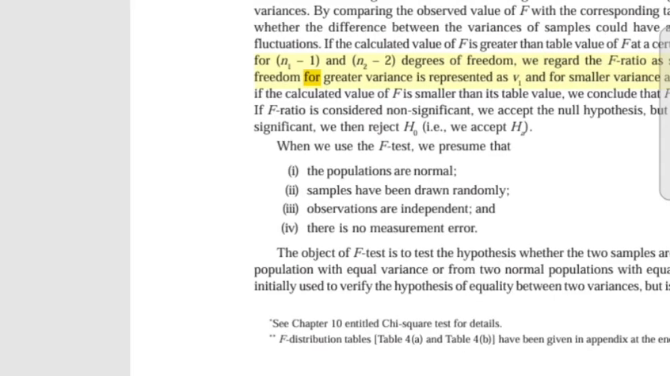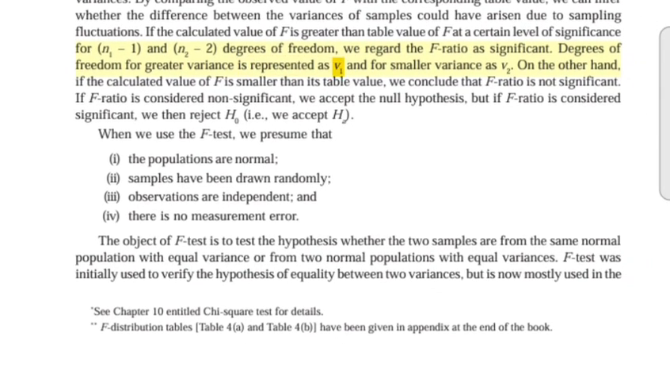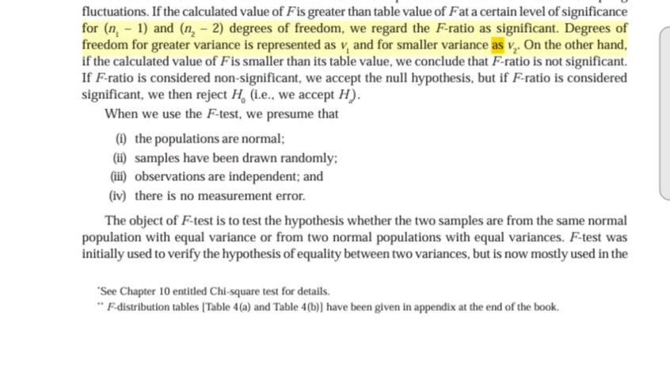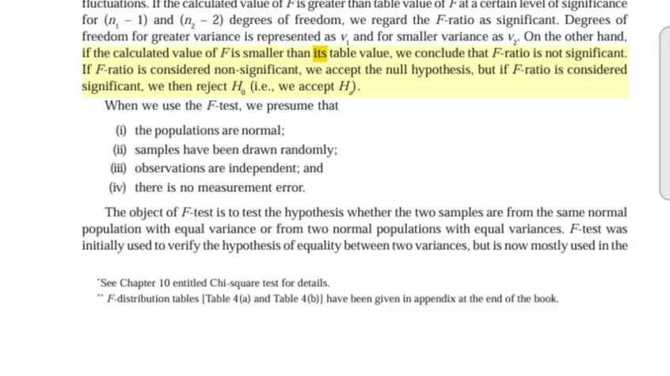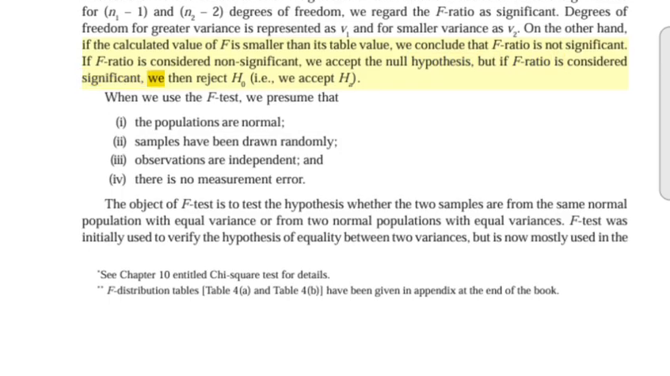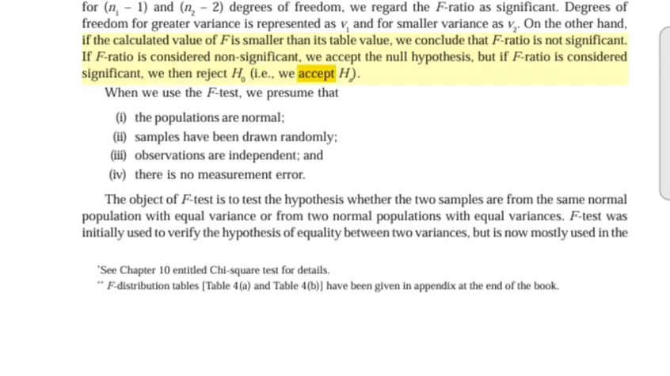Degrees of freedom for greater variance is represented as v1 and for smaller variance as v2. On the other hand, if the calculated value of F is smaller than its table value, we conclude that the F ratio is not significant. If the F ratio is considered non-significant, we accept the null hypothesis, but if the F ratio is considered significant, we then reject H0, i.e., we accept HA.